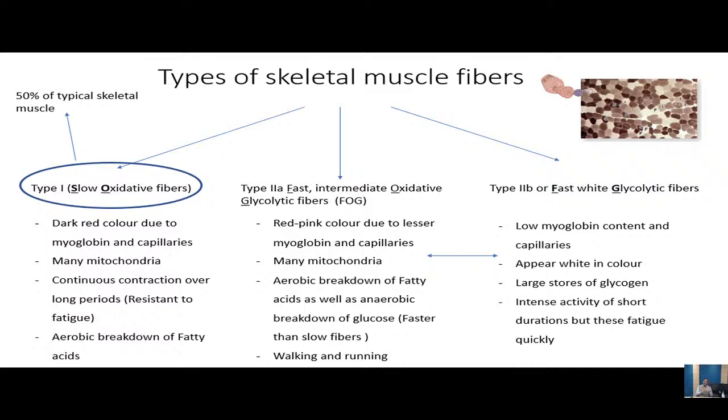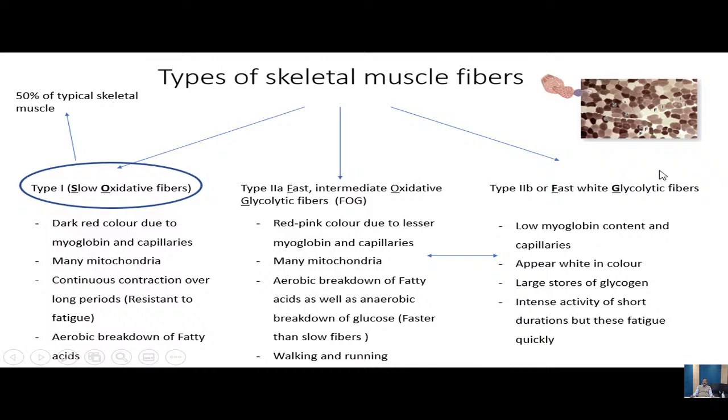So you can understand that the muscles of the back of the neck, the muscles of our back, and some of the muscle fibers in the legs are of this type, as they help in maintaining posture.